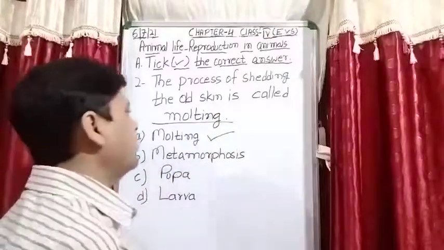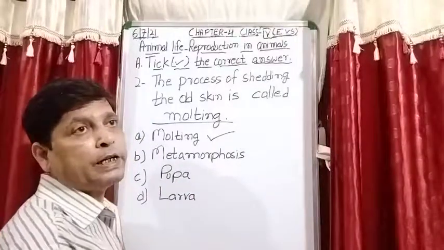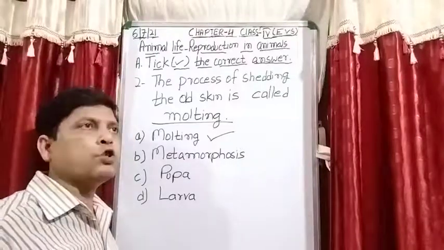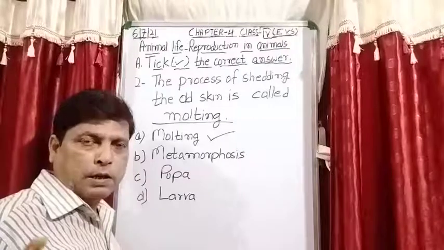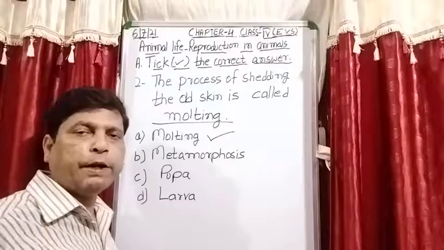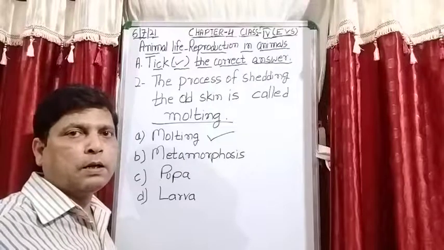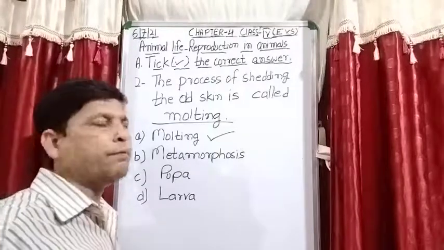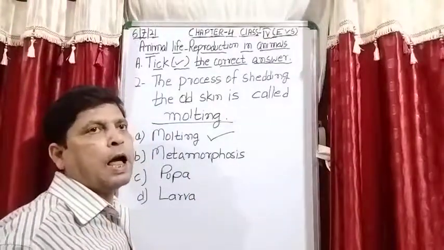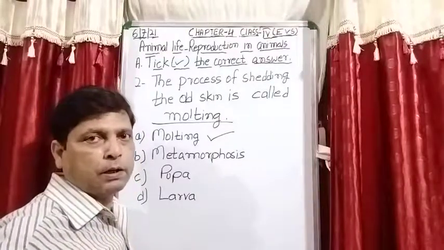Why is metamorphosis not the right answer? Metamorphosis means complete change in the body, because the young ones which come from the egg are totally different from their parents. There is no resemblance in them. The young one is totally different from the parents. So by shedding the skin, a lot of changes come in their developing period.